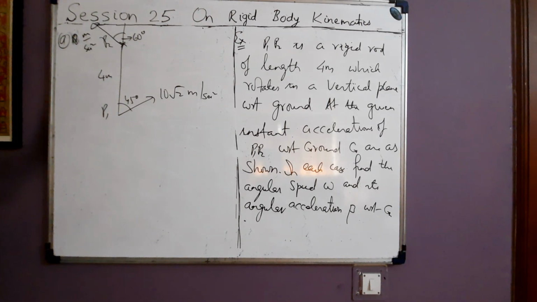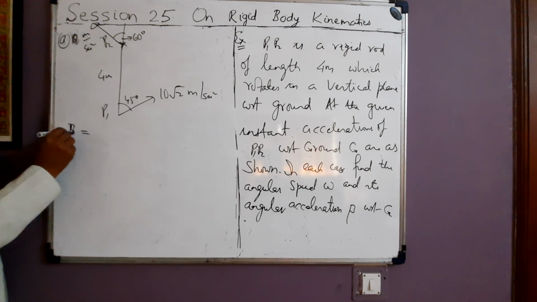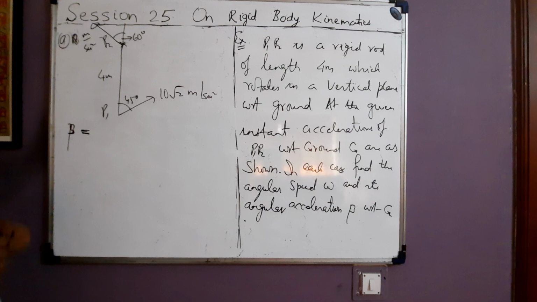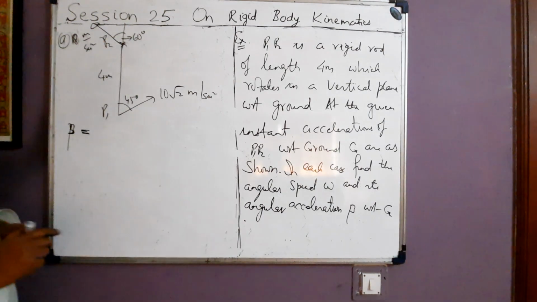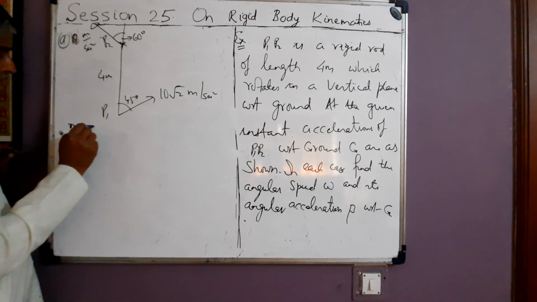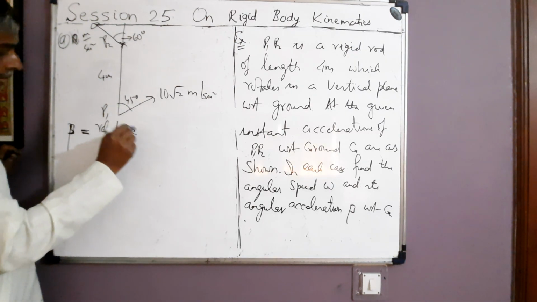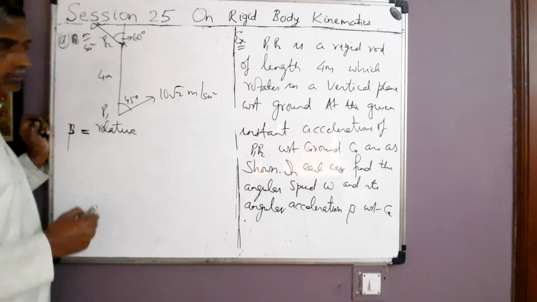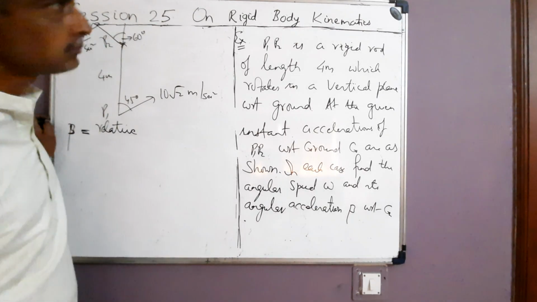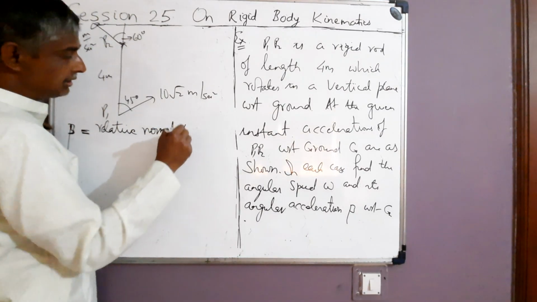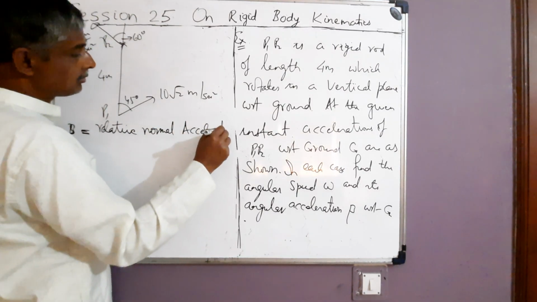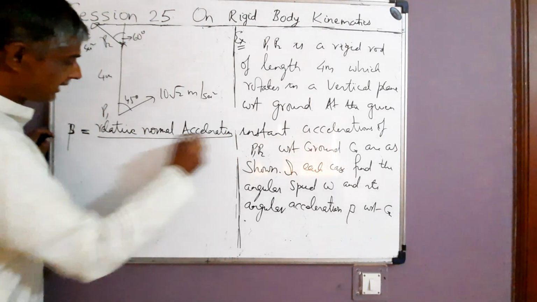So now how to proceed? Beta we find directly, as was discussed in the 24th video. In the 24th video, beta was given to be the relative normal acceleration by separation. The proof of this was given in the 24th video on rigid body kinematics. Relative normal acceleration by separation.